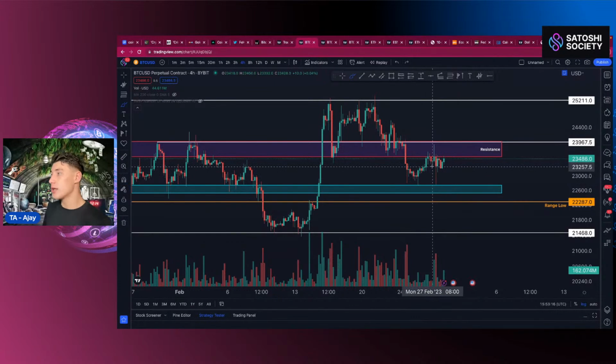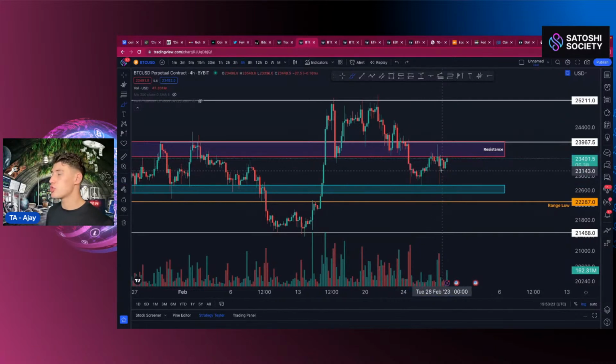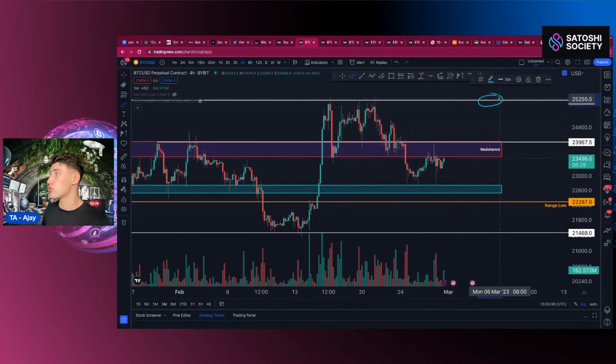Looking at this, we are in this mini range, trading within this range right here, and we're just waiting to see whether we can get a break of this resistance, which will signal to us that we can move higher, and we can move to approximately $25,211, all the way up here, which was our previous shorting area.